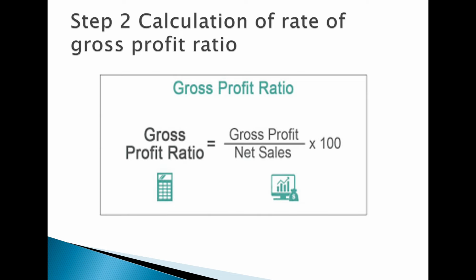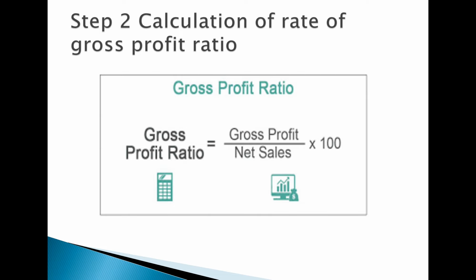Whenever we are representing the ratio, since it identifies the relationship between profit and sales, it should be represented in terms of percentage, so it will be multiplied with 100. So this is the second step, where based on the value of gross profit which we calculated in step 1, we can calculate step 2.